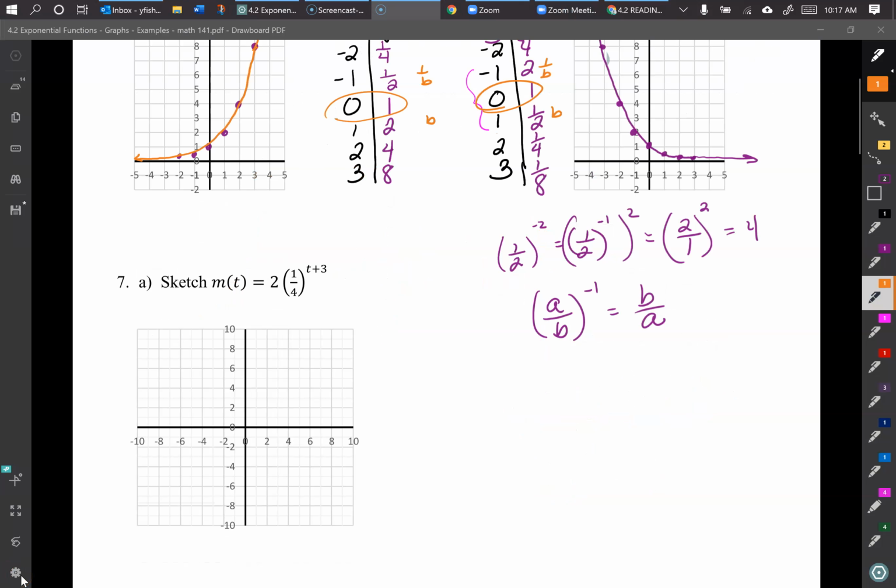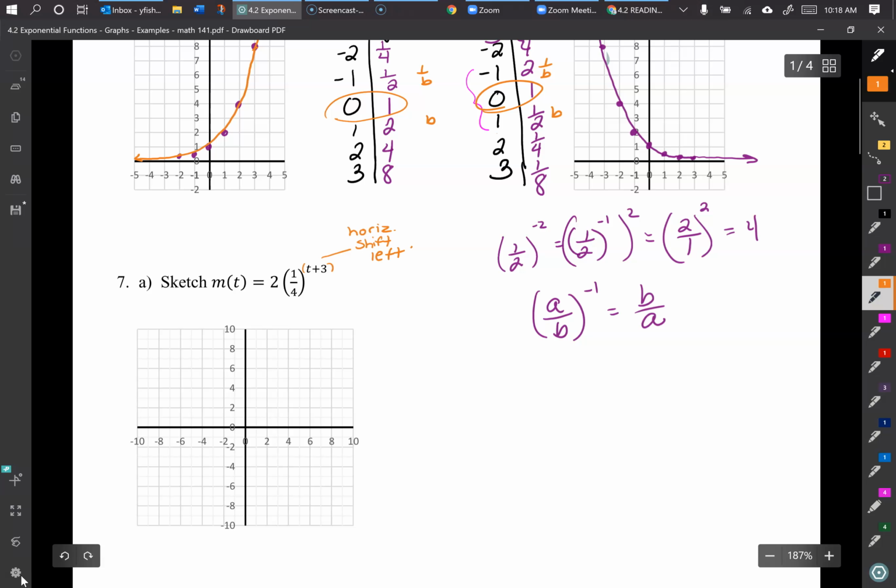Okay, so in this one where we're going to sketch m of t equals 2 times 1/4 to the t plus 3, we're going to look at it as a quick sketch using our transformation process. So since this is our input area, we have a shift. It's a horizontal shift, right? Horizontal shift, and that's going to be left 3. This is a good review of transformations that you'll see again on the final, and they're just really useful.